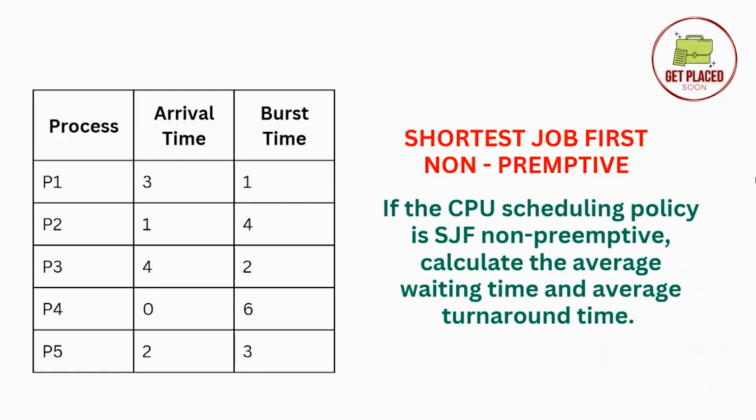In today's problem, we have 5 processes P1, P2, P3, P4 and P5, and we are supposed to apply the shortest job first scheduling algorithm on this, which is non-preemptive. When I say non-preemptive, we cannot stop the running process, we cannot interrupt it until it gets completed. We're not supposed to do anything, we are supposed to wait. So let's apply this shortest job first non-preemptive algorithm, and let's calculate the average waiting time and average turnaround time.